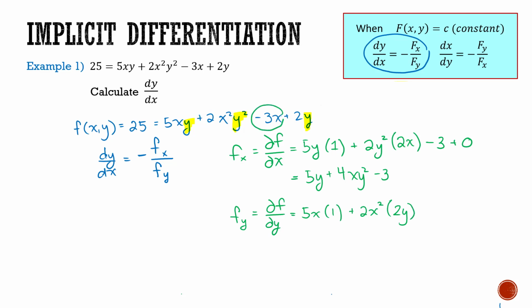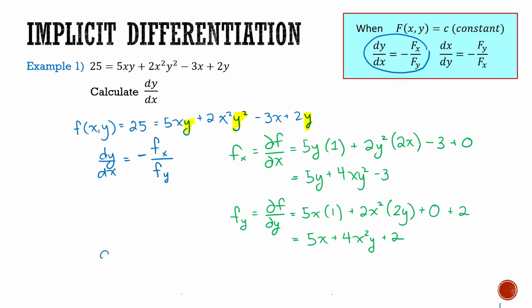For my third term, negative 3x, x is being treated as a constant, so that derivative is 0. And for my last term, 2y, the derivative is 2. Simplifying this, I get 5x plus 4x squared y plus 2.